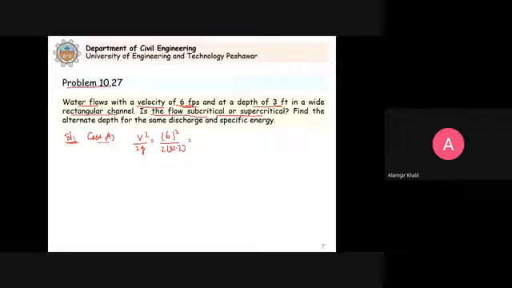So now we calculate this velocity head. This comes out to be 0.559 feet, because it is head, so it has the units of length. Similarly, we are given the depth, so we calculate y by 2. This is equal to 3 divided by 2, which is 1.5.